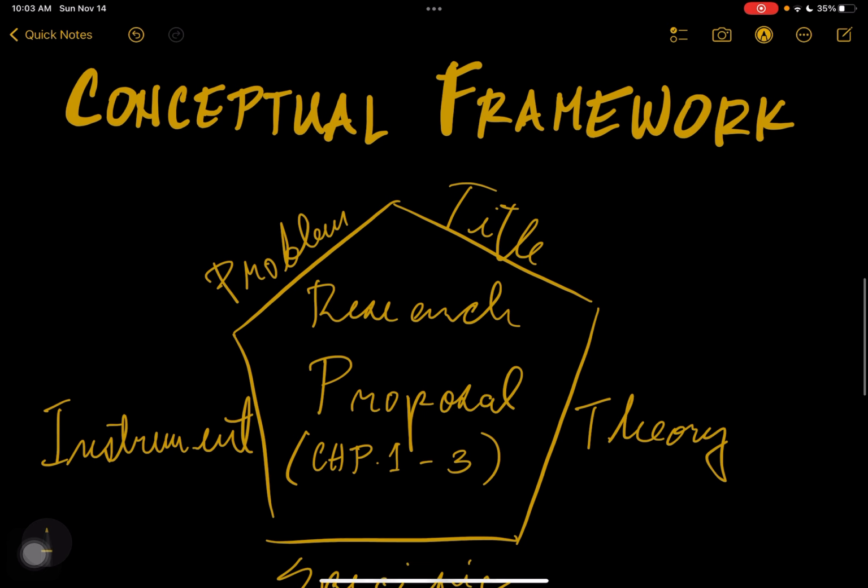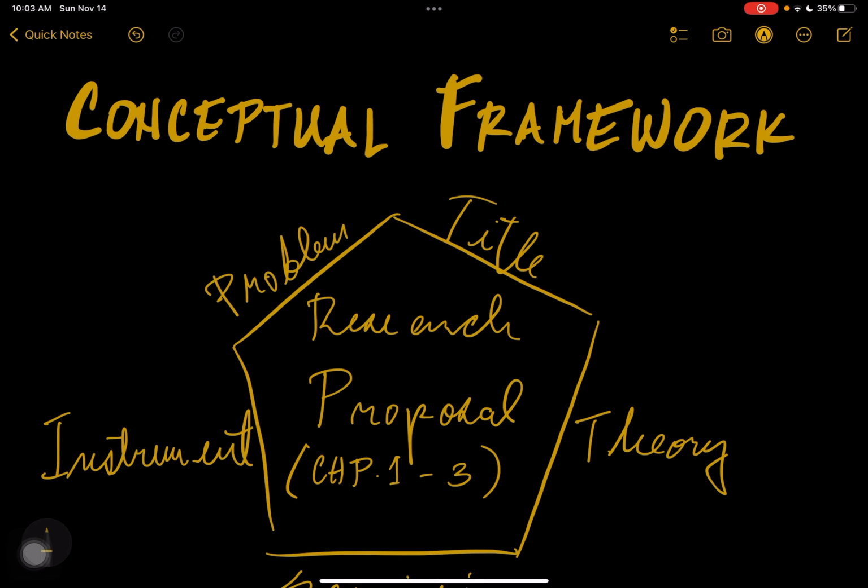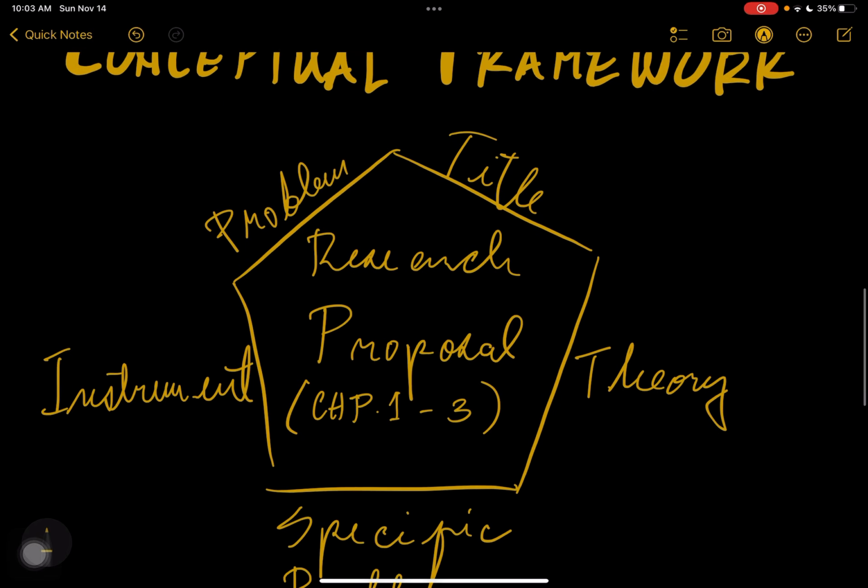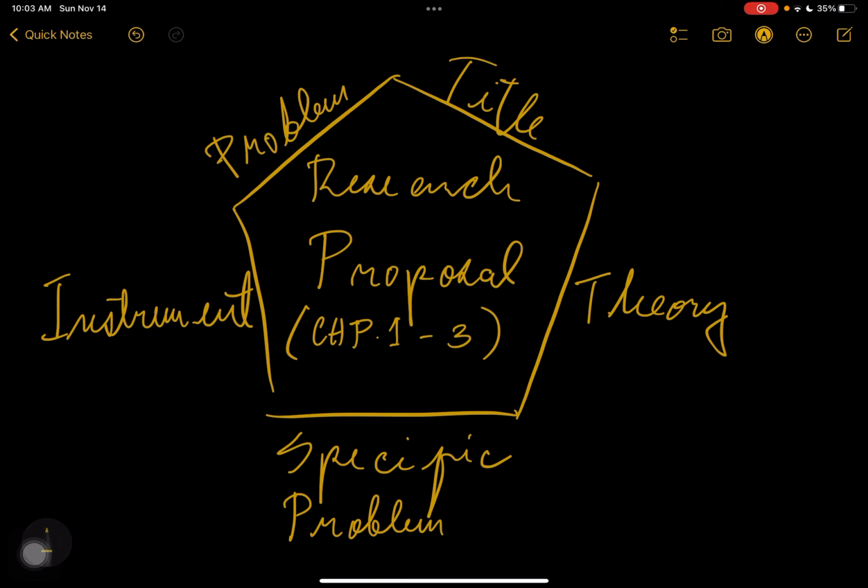Now, every concept has a framework. So in this particular concept, I created this framework. You have in the middle the research proposal. In our research community, research proposal refers to chapter 1 to chapter 3. So you start with a problem, and then eventually the title, the theory, specific problems, and the instrument. That encompasses and encloses the research proposal.